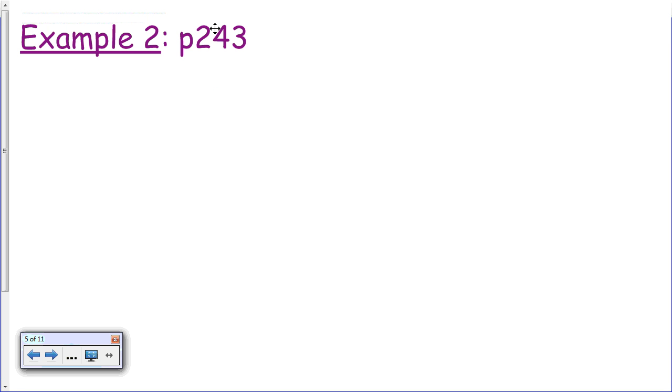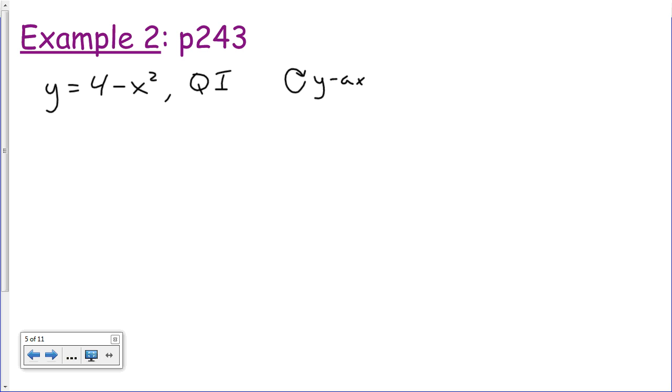Example 2 says to rotate the region about the y-axis this time. It says the region in quadrant 1 is bounded by the parabola y equals 4 minus x squared. I should indicate that we're in quadrant 1, so it's only the region in quadrant 1, rotated about the y-axis to form a solid paraboloid. Find the volume of the paraboloid if x and y are in inches, and show your answer is reasonable again.